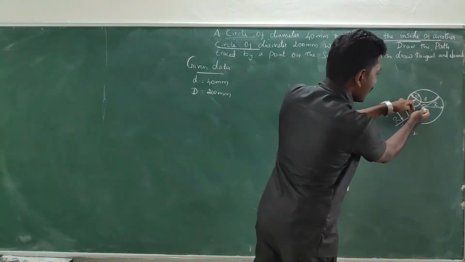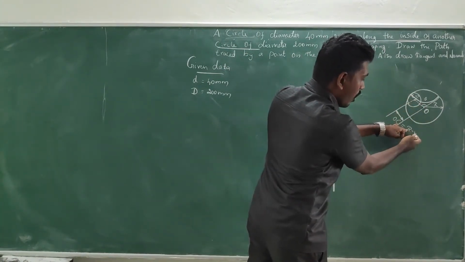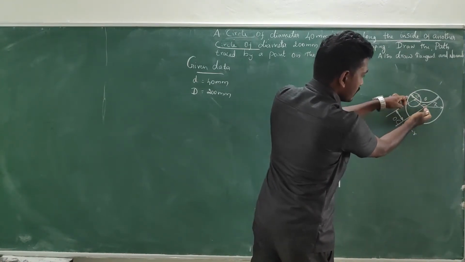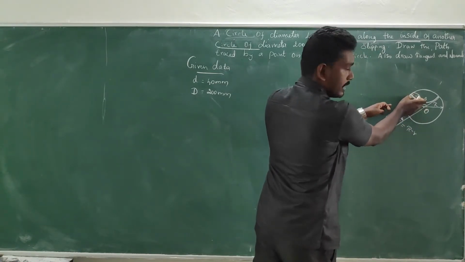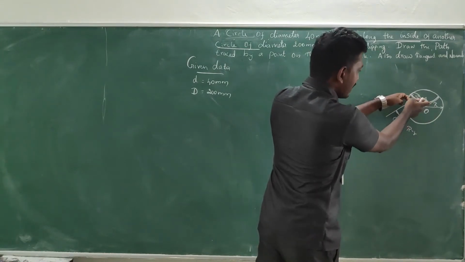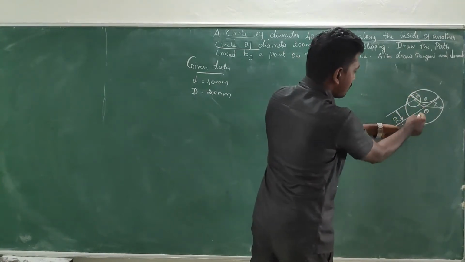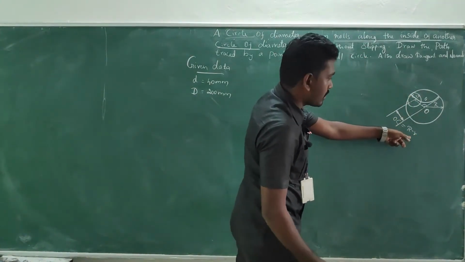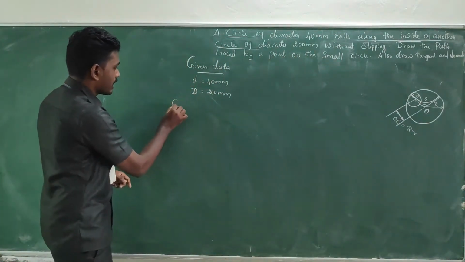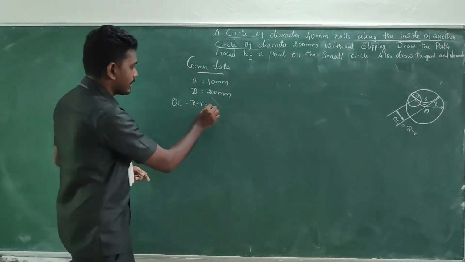See, our OC is this distance. Am I right? This is our OC distance. I have mentioned capital R minus small r. That means from the base circle radius I have reduced the radius of the rolling circle. That's why I have given capital R minus small r. Okay, fine.